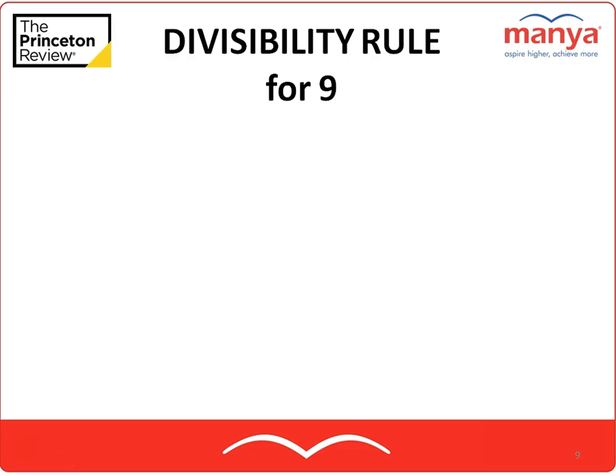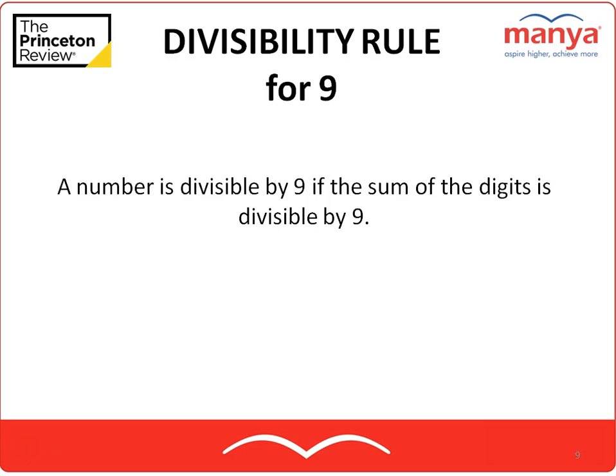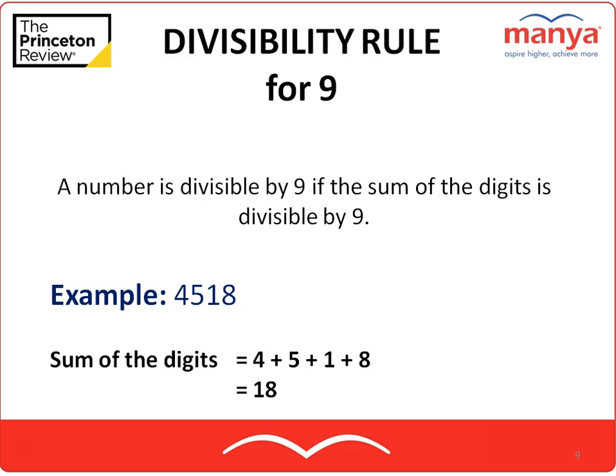Similarly, we can generalize the rule for 9. It is similar to the divisibility rule for 3. Here, the sum of the digits should be divisible by 9. For example, 4518. The sum of the digits is 18, which is divisible by 9. Oh wow, I love these rules.